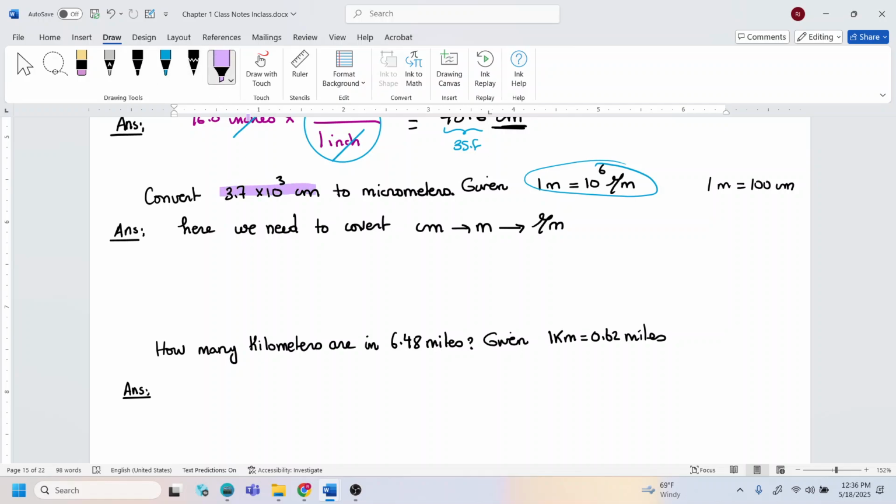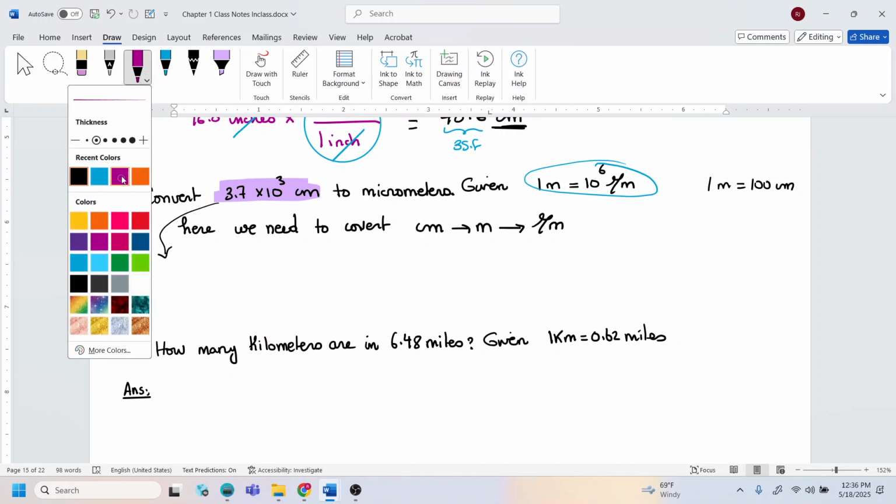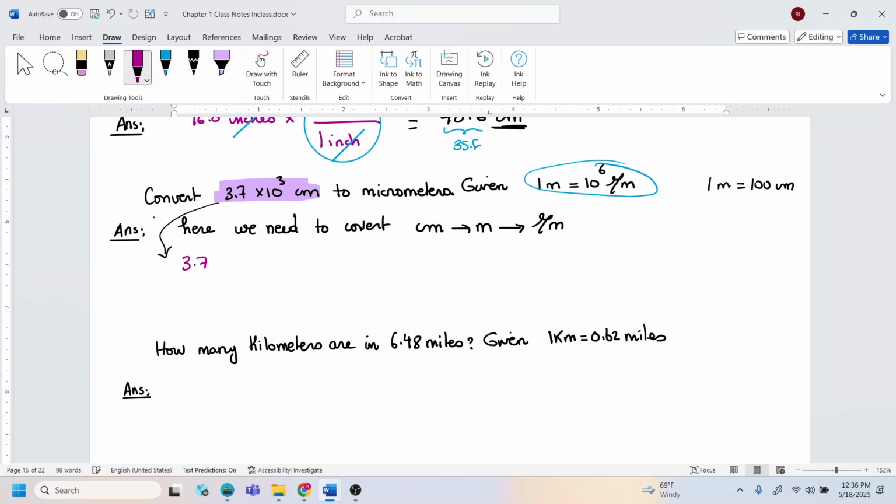Always start with the given. So the given is here, so I'm going to always start with that, and it's going to be 3.7 times 10 to the 3 centimeter. What do I need to do first? I need to cancel the centimeter and introduce the meter. So to cancel the centimeter, I need the centimeter to be at the bottom, right? And I know that 100 centimeter is equal to 1 meter. So this way I cancel the centimeter, I introduce the meter. We move on. We can build this in one equation.